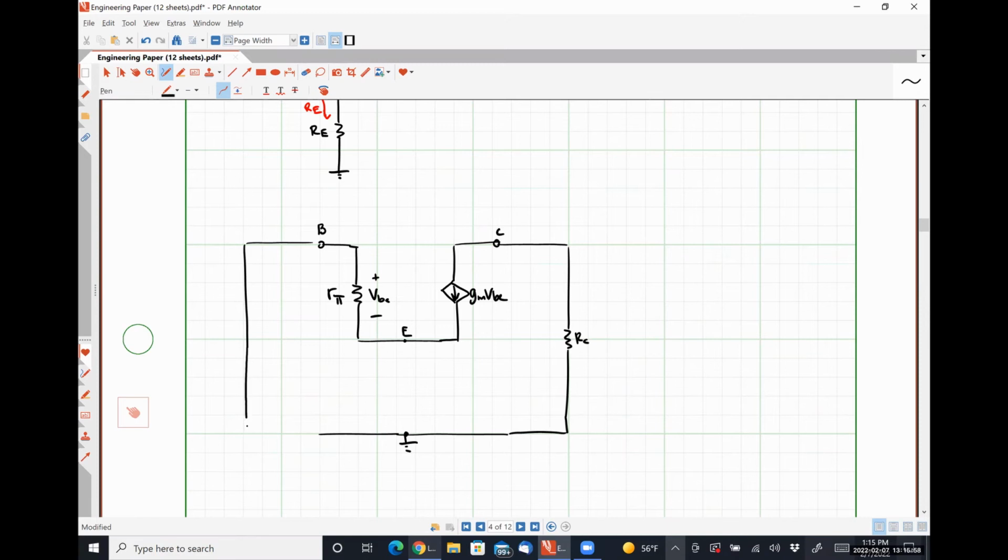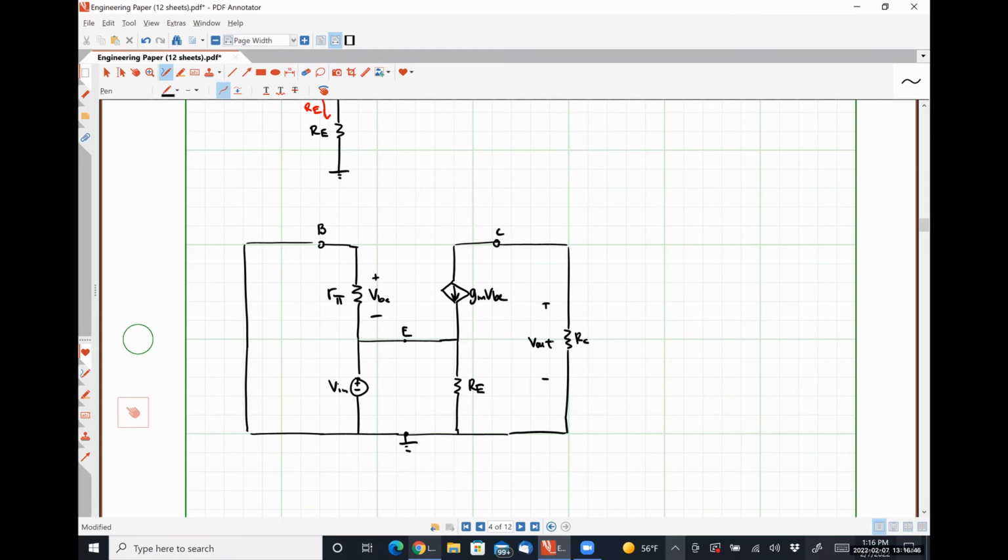Between our base and ground, we have a short circuit because that voltage VB was a DC voltage. Between the emitter and ground, we have our degeneration resistor RE. Here's our input voltage Vn. Here's our output voltage Vout. Anybody have any problems with this small signal model? All right, so what's the gain?